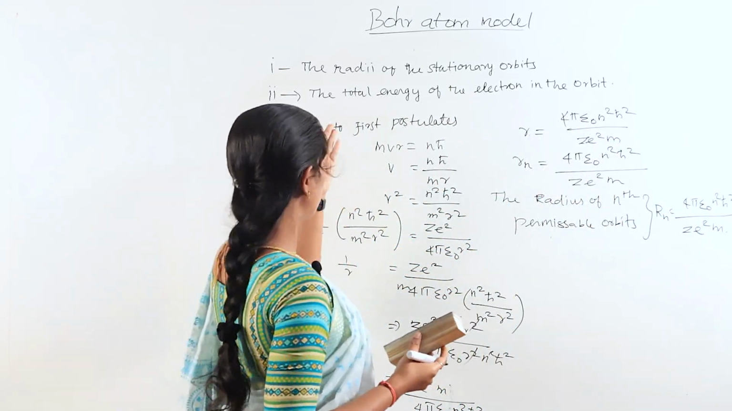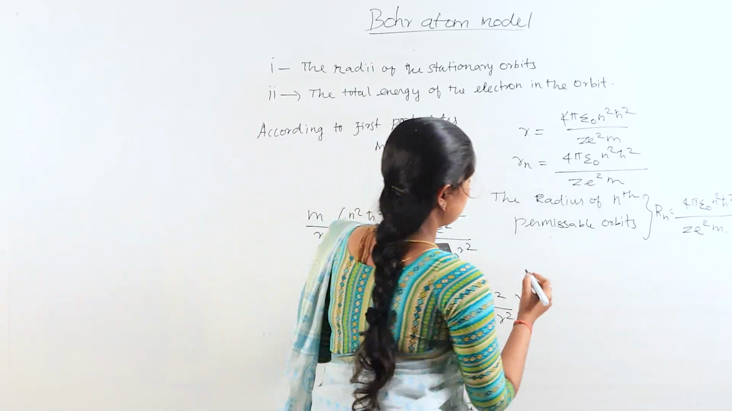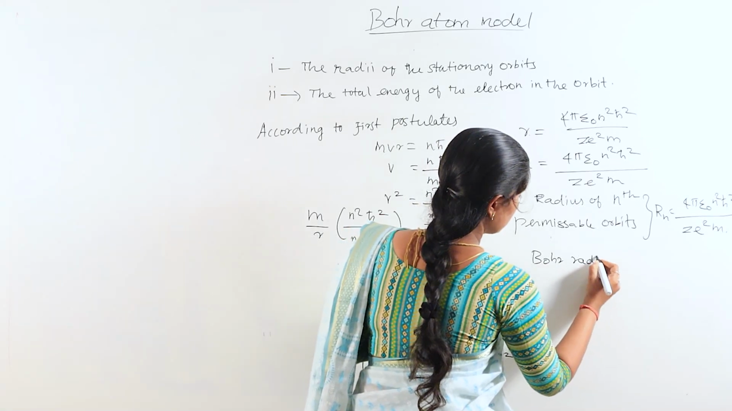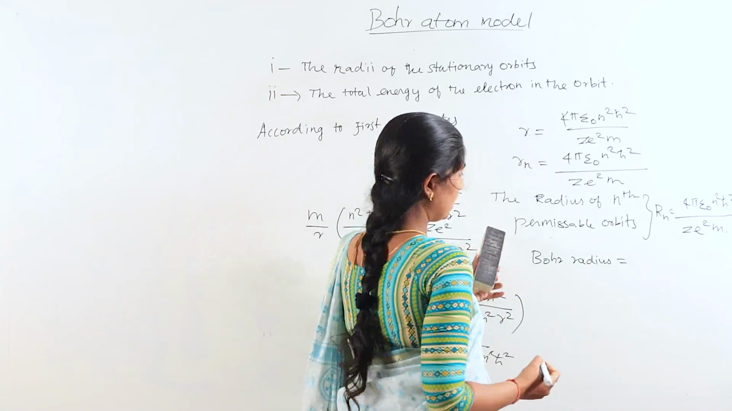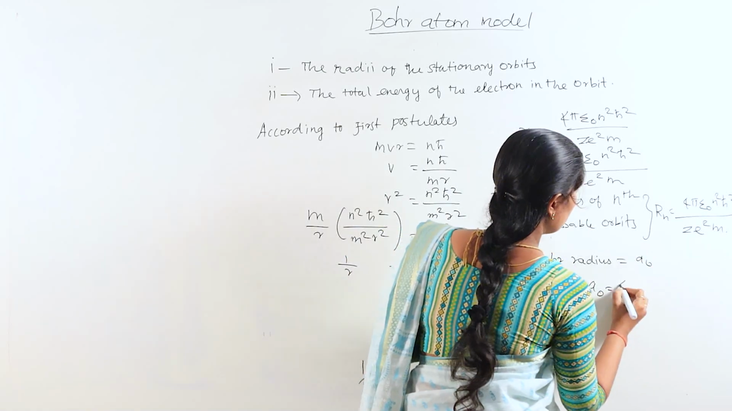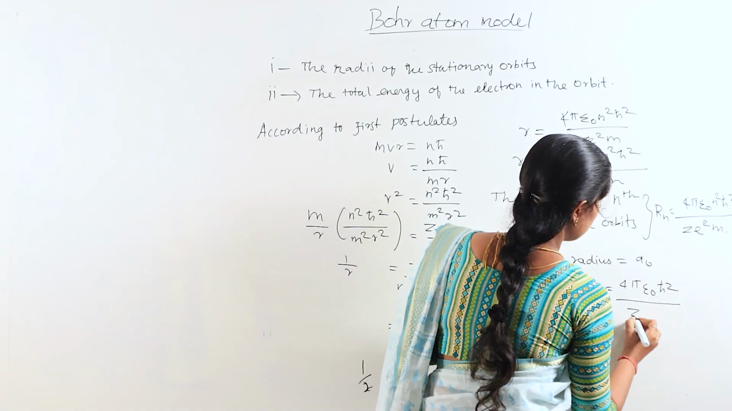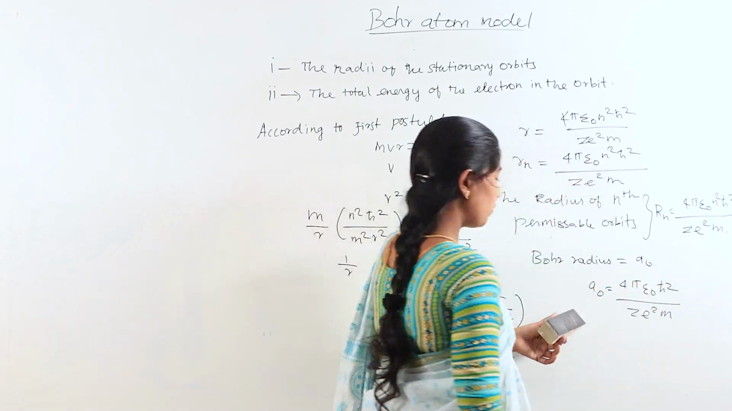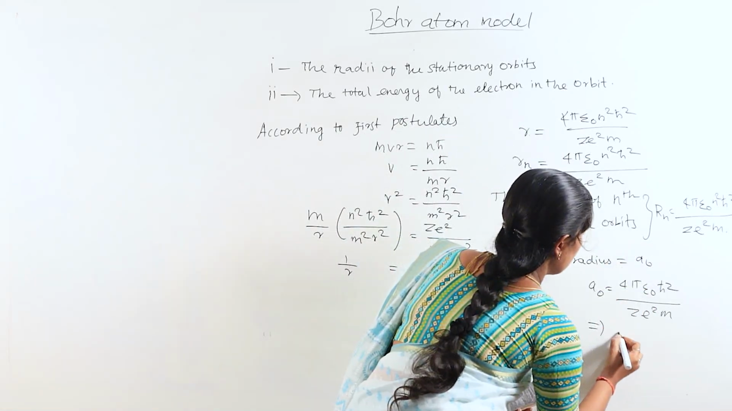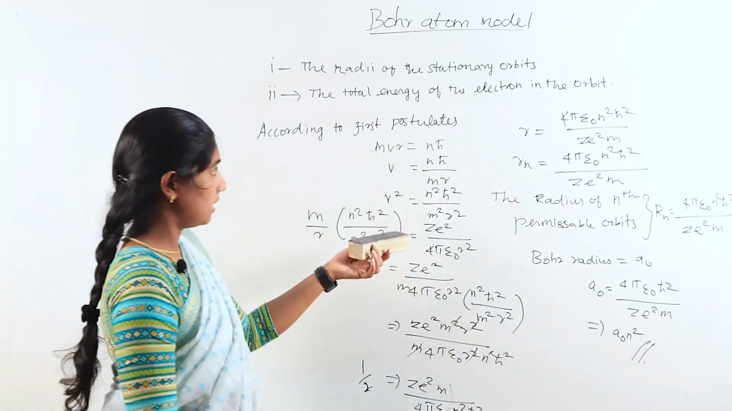According to the Bohr atom model, Bohr introduced one radius, the Bohr radius, whose value is A naught. A naught is equal to 4 pi epsilon naught h cross square by Z e square m. So we can write the value of Rn as A naught n square. This is the radii of the stationary orbits.